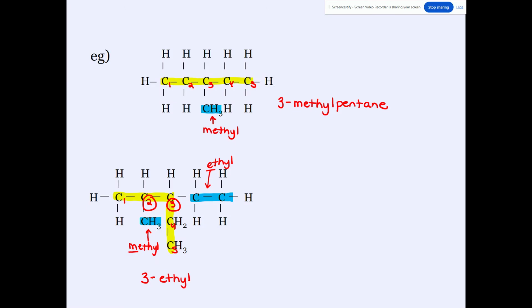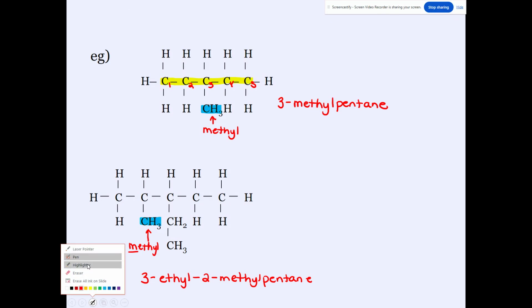So it's 3-ethyl. Between every letter and every number, there's a dash. Then I also, on carbon 2, have a methyl branch. So it's not just the ethyl branch, there's also a methyl branch. And then my parent has 5 carbons, so it is pentane. So it's 3-ethyl-2-methylpentane.